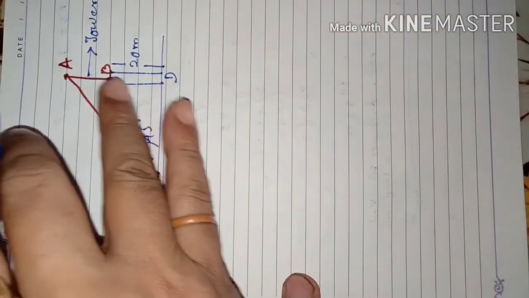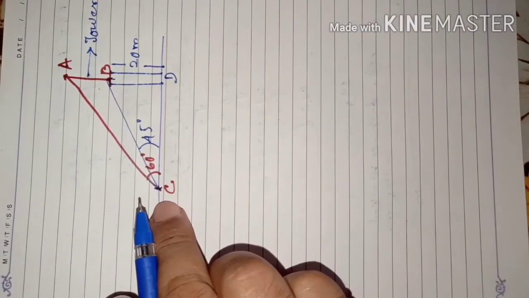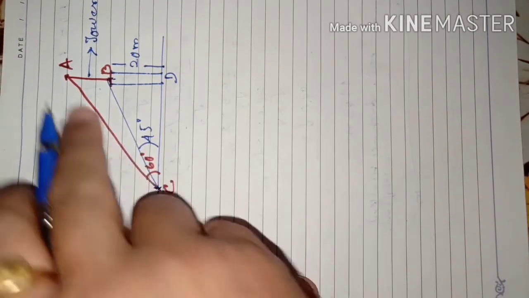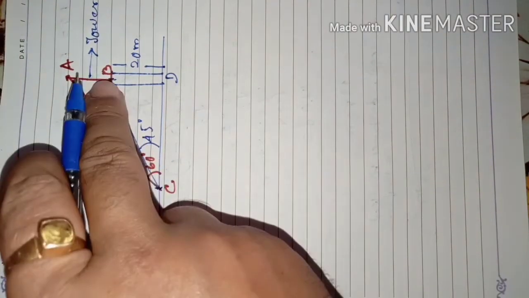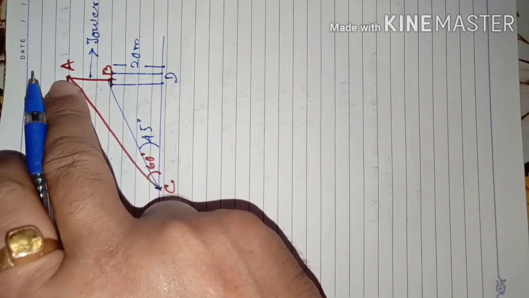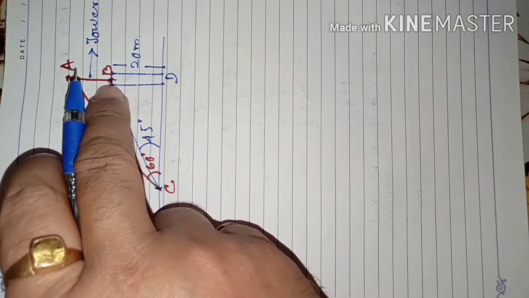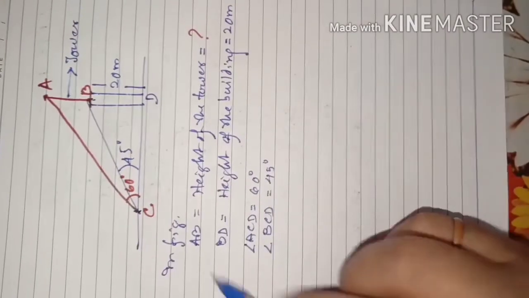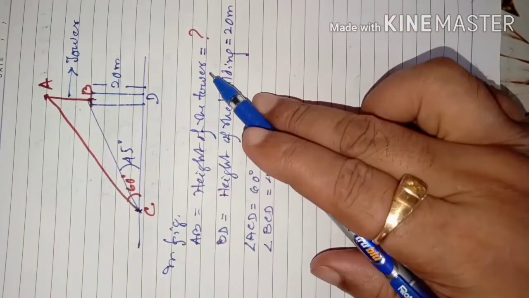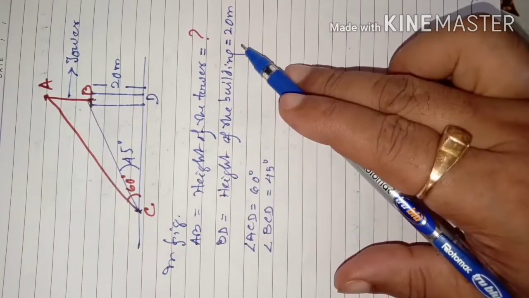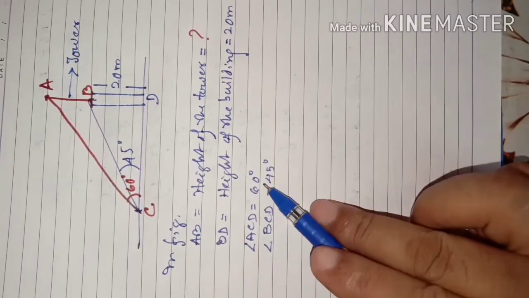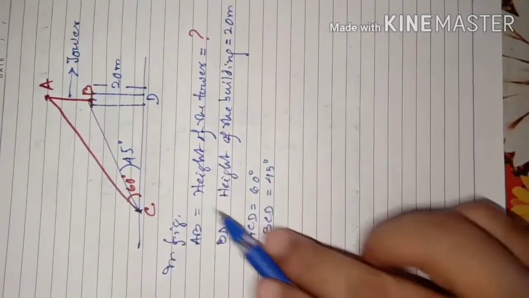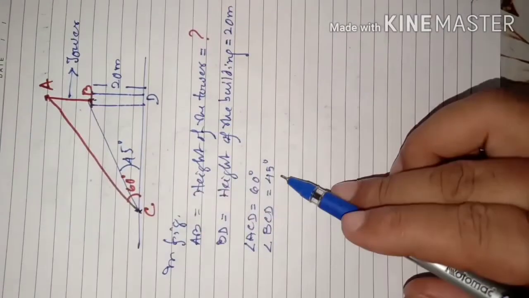AB is the tower, BD is the building, and C is a point on the ground. From here two angles are made, one is 60 degree, one is 45 degree, when the top of the building, the tower, and the bottom of the tower are looked at. Okay. So this is the whole thing: AB is the height of the tower, BD is the height of the building, 20 meter, angle ACD is 60 degree, angle BCD is 45 degree.